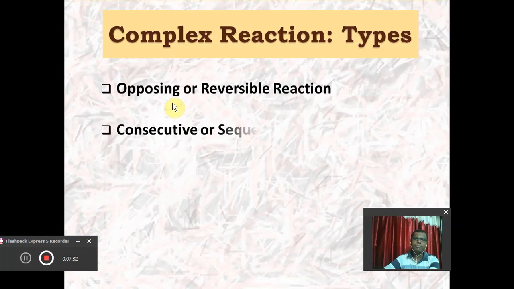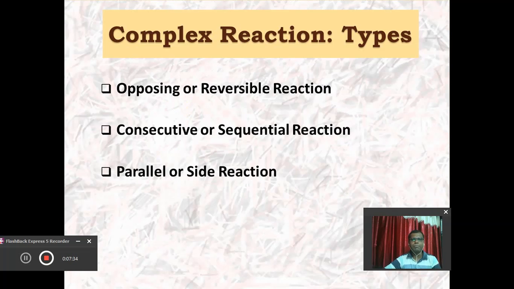So what are the different types of complex reaction? Actually there are 3 types. The first is called the opposing reaction, also called the reversible reaction. I hope you know the word opposing very well. Whenever there is a forward reaction, and it is opposed by a backward reaction, both the forward and backward conversions will be there. So these opposing reactions are also called reversible reactions.